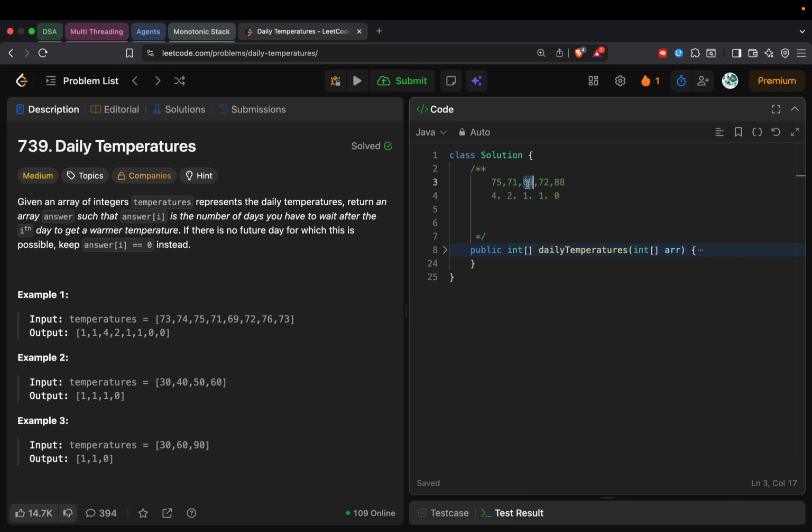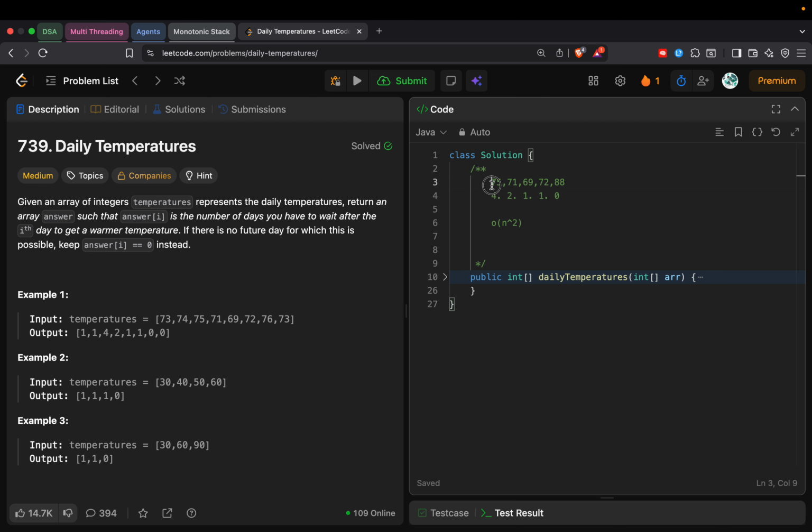Same goes for 69 as well, right? So this is kind of brute force, right? For every element we are looking at all the temperatures on the right for the warmer temperature. So the time complexity will be big O of n square, for the brute force which I have explained right now. But can we do anything better, right? So let's look at another approach.